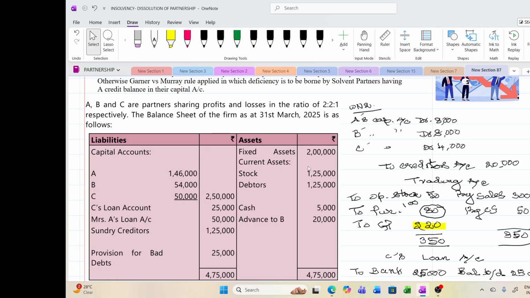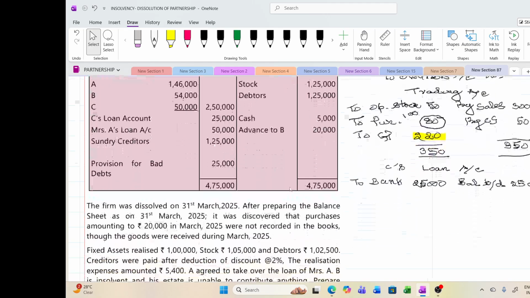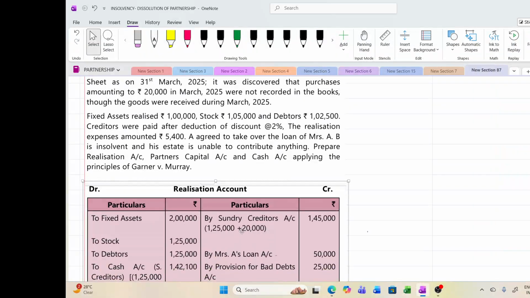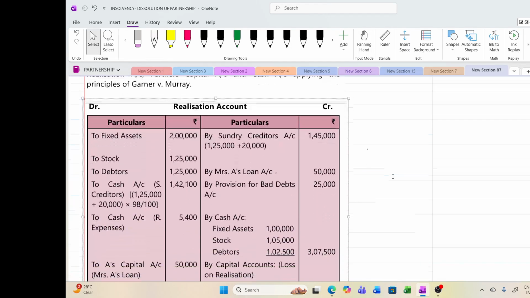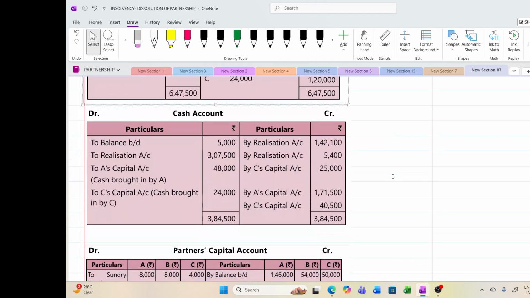How to make it? We have to debit their capital account and credit the creditors account because both the entries are missed out. Okay. So now the capital account has to be debited. After that, we have to take the balance of the capital account after adjusting this error. So now we have to add that 20,000 here. When you transfer to realization, you have to add that 20,000 and come to the capital account.